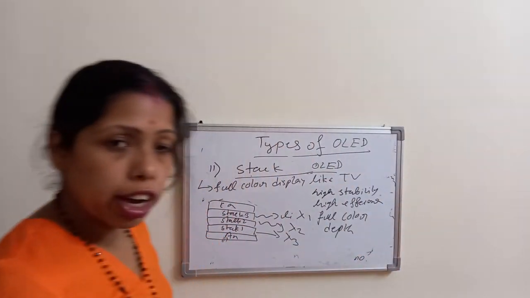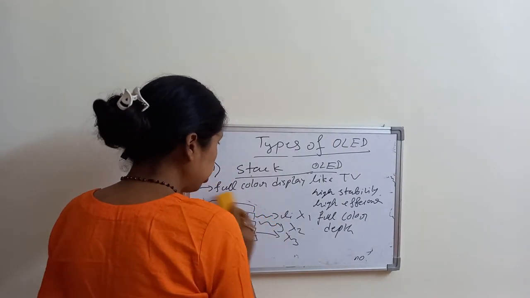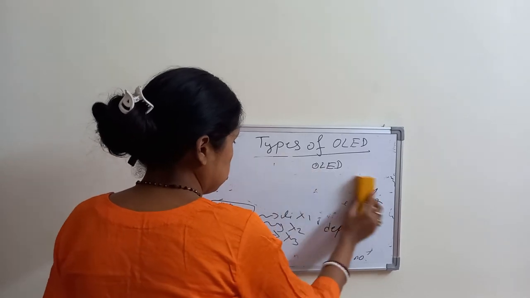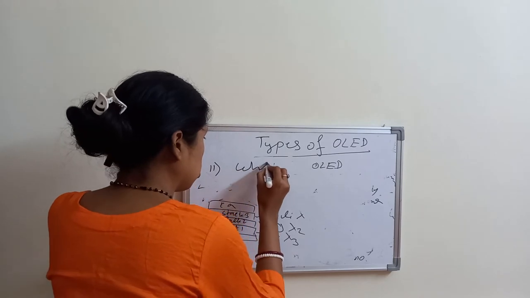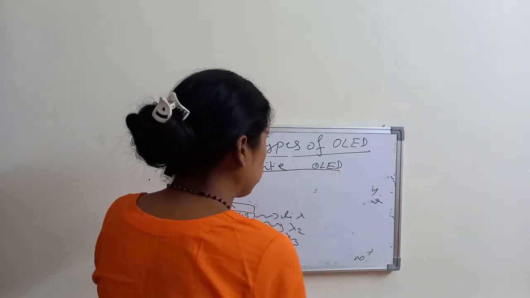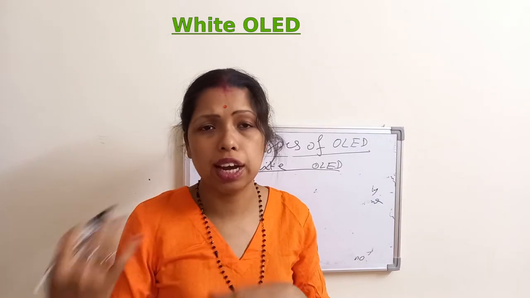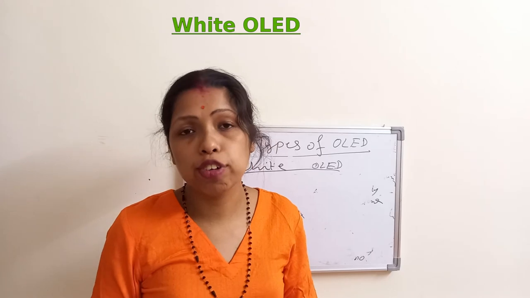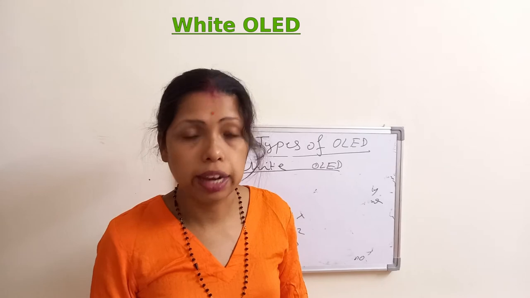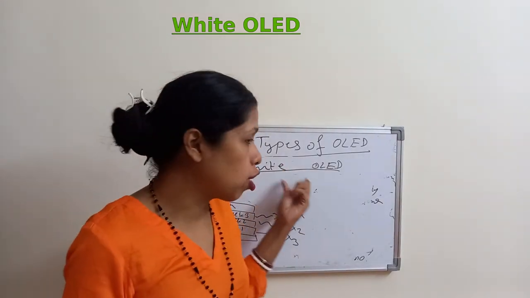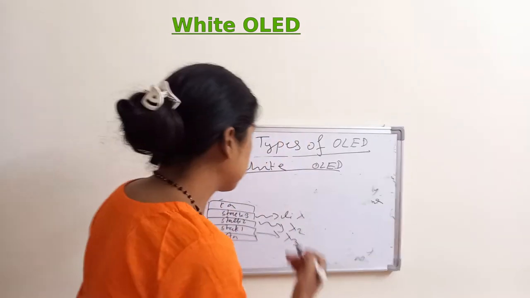So similar to stack OLED, another OLED is there, that is the white OLED. Okay, so for white OLED, white OLED means which can give the full color display, means you can give multiple colors, red, blue, yellow, green. But white OLED means the wavelength of the white OLED is 400 to 700 nanometer visible light. Okay, so this white OLED is already commercialized, which can replace the fluorescent lamp.